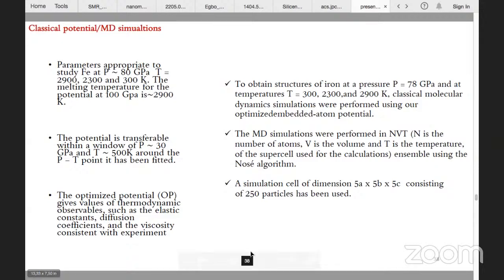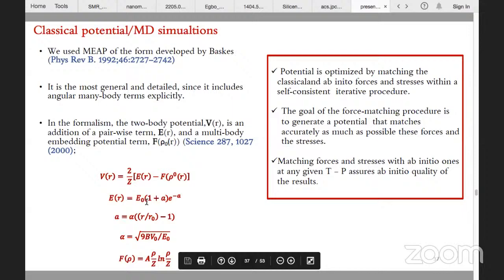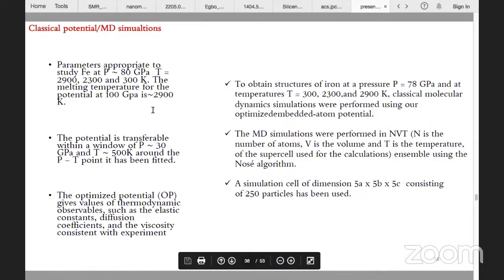So the parameters of these potentials are such that they're able to produce the elastic constant and the diffusion coefficient and everything, classical properties of iron at this particular pressure and temperature. So we took the potential and then we implemented that in our classical molecular dynamics code.